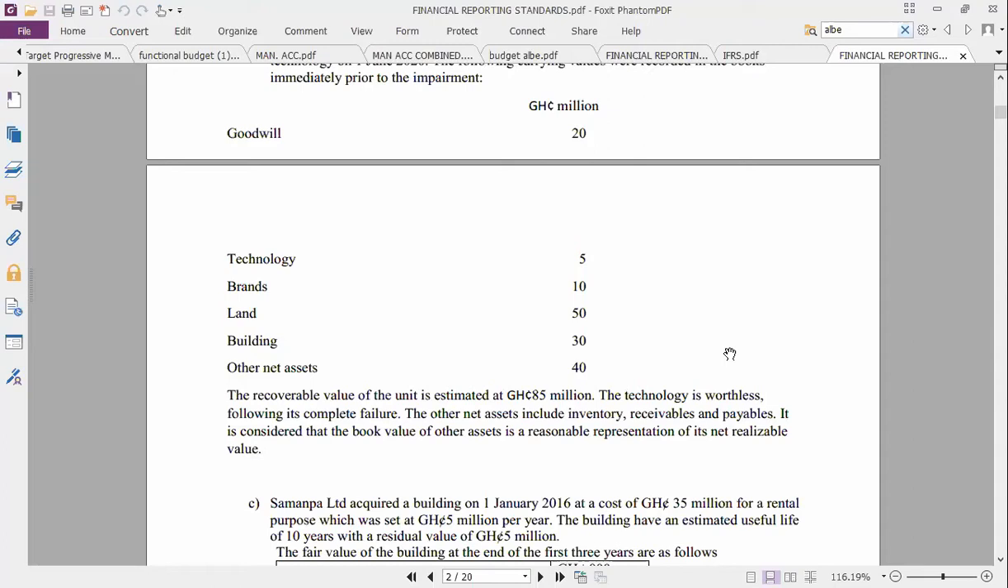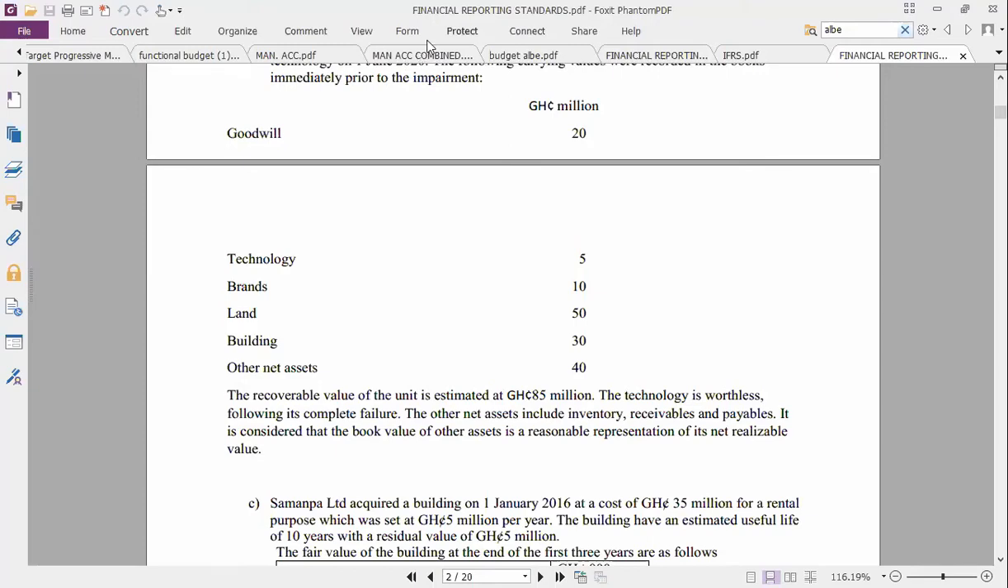Good. Now the technology is worthless following its complete failure. Other net assets include inventory. If you see any other net asset, it's a combination of three items: inventory, receivable, and payable. They have subtracted the payable. Good. So that is it.